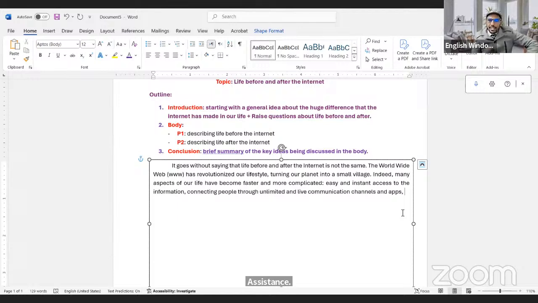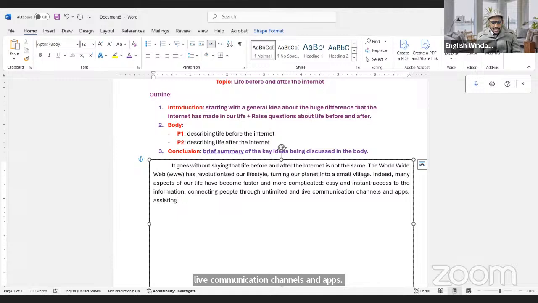enable tools and apps and so on that can assist us every day in whatever thing we want. Connecting people through unlimited and live communication channels and apps, assisting. Let's talk about assistance here. Assisting people via AI to perform, or with the performance.